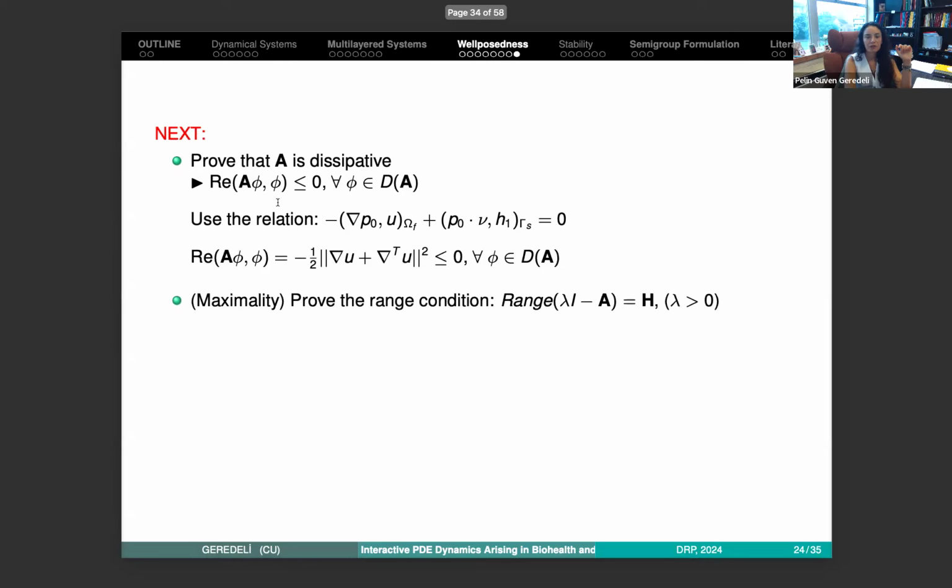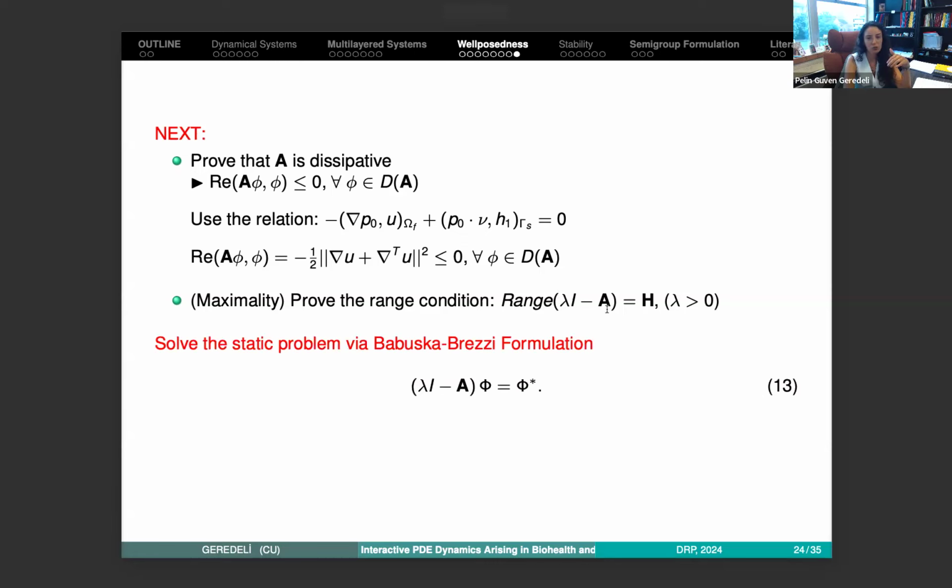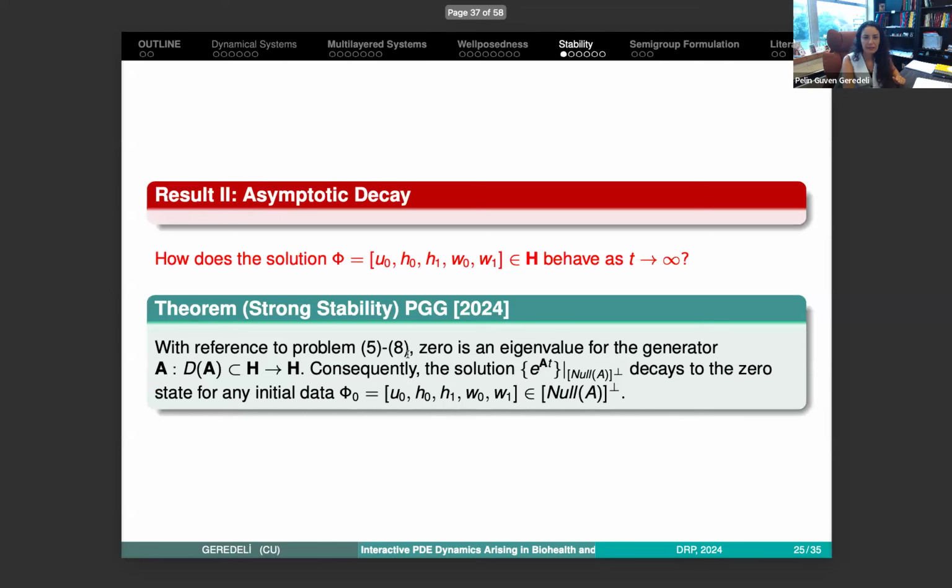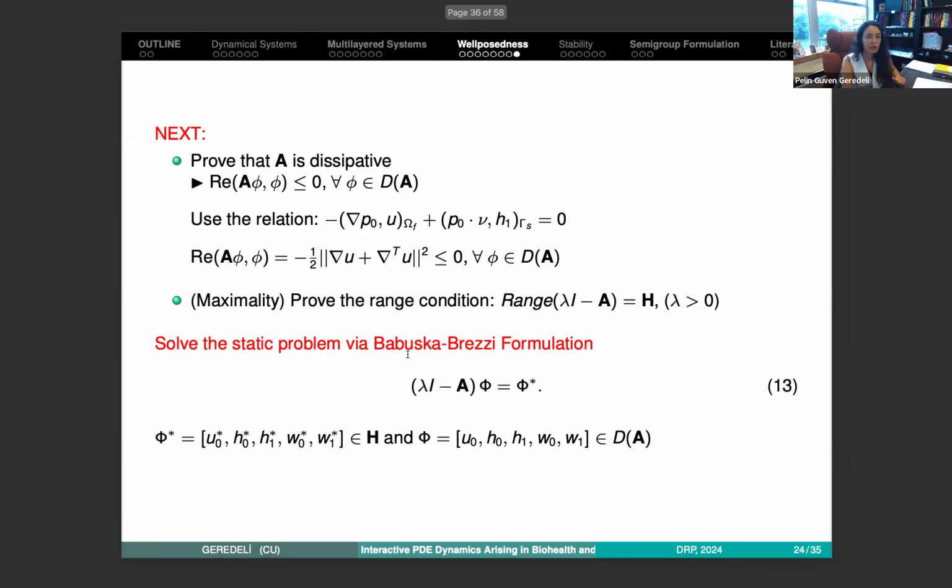After I prove this, I need to show this range condition holds, or that this operator is surjective. This is generally the hard part. To prove this result, I have to use these static equations, and I have to solve them by using the Babuška-Brezzi formulation. Again, this is another functional analysis theorem. So I use too many functional analysis theorems in my work. And after I proved these two things, I say I have a unique solution for this complicated PDE.